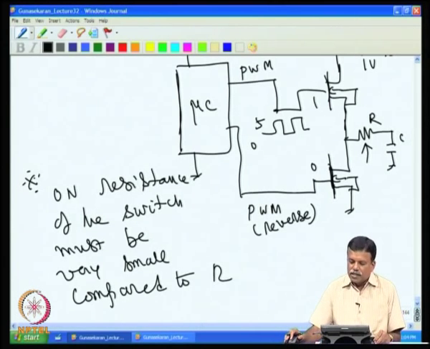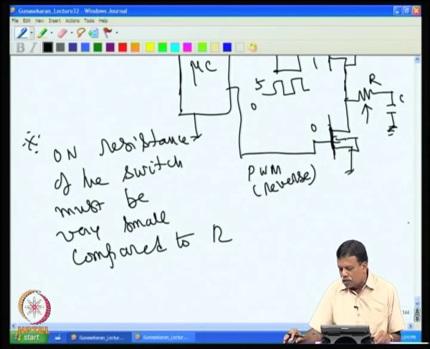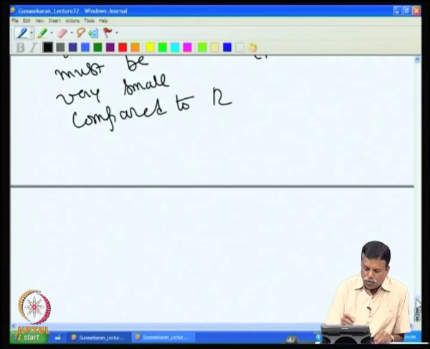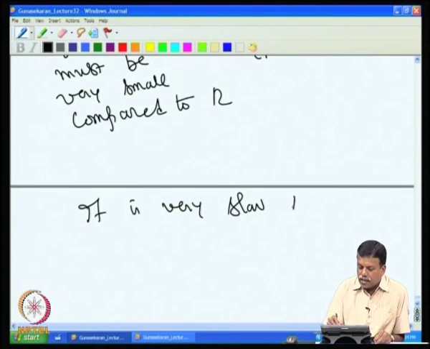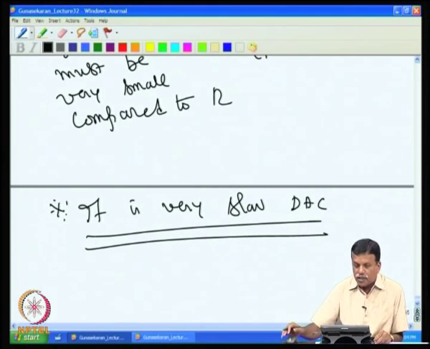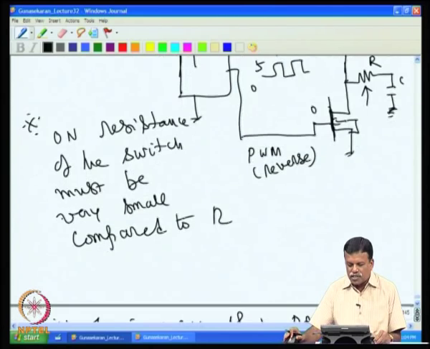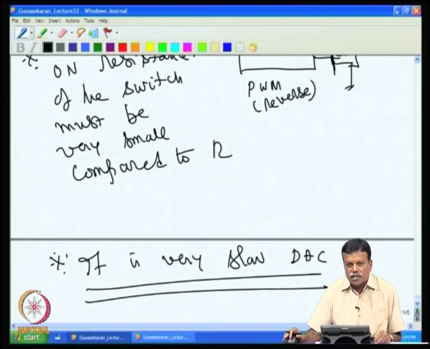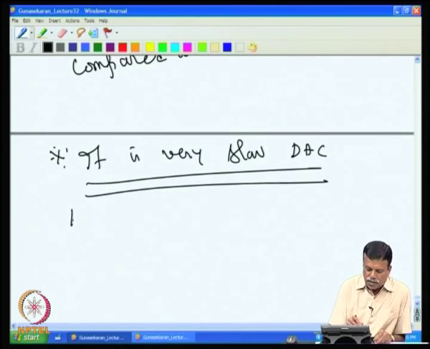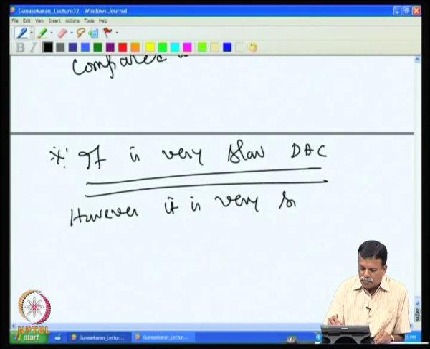So, one can compute the error and find that 8 bit level of accuracy is more than enough, but nevertheless it is a very slow DTA converter. That is the main disadvantage of this, because one has to wait for so much time for averaging to take place. So, the response is very slow. In some applications where speed is not a criterion, this is a good choice because it is very simple. It is a very simple, cost effective DTA converter.